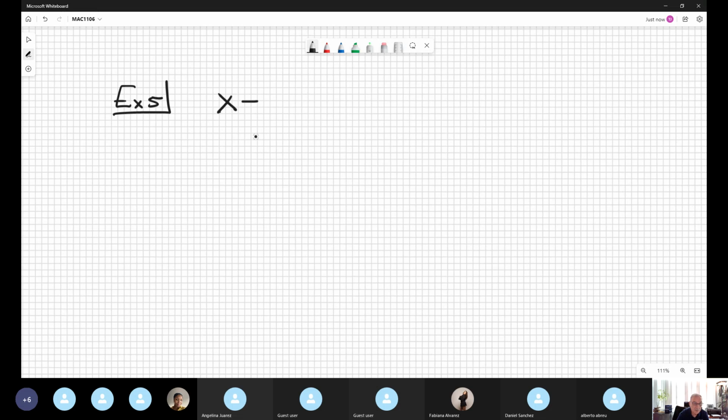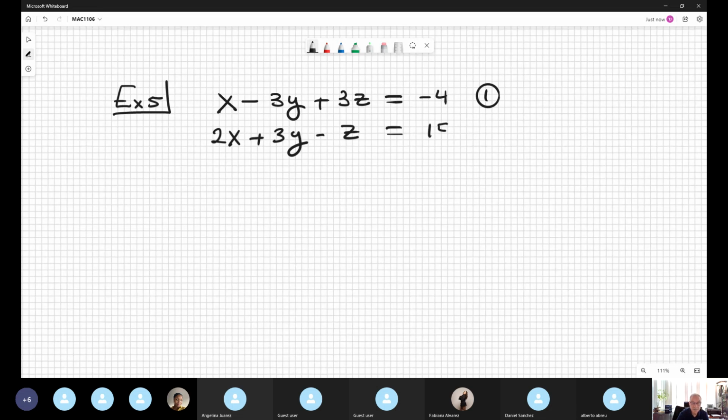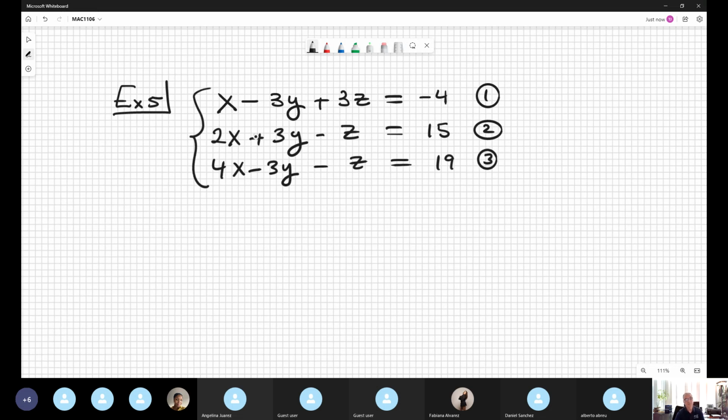x minus 3y plus 3z equal negative 4. And this is my equation that I call number 1. The second is 2x plus 3y minus z equal 15. Equation 2. And the last one is 4x minus 3y minus z equal 19. This is my equation 3, and this is my system.